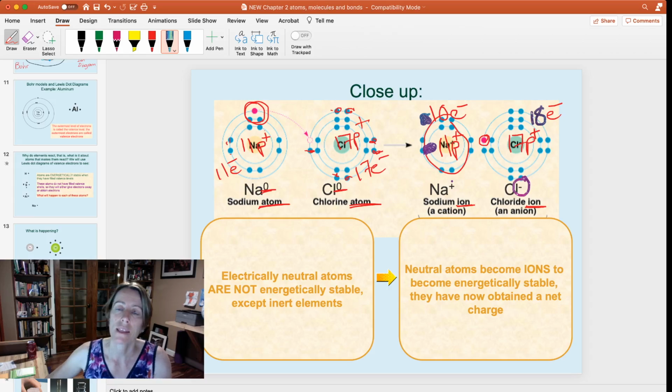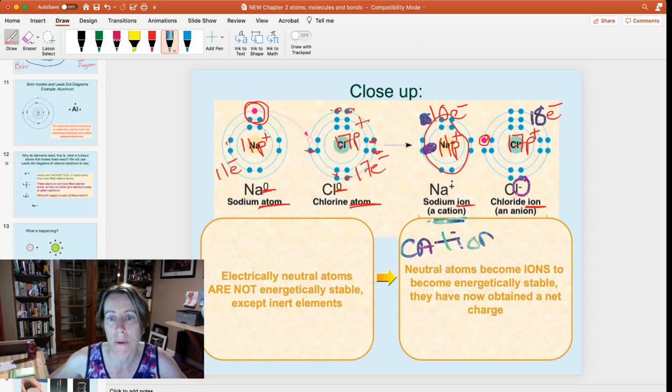And anytime something gains electrons, like chlorine did, it's going to become negatively charged. And we have some general terms here. If something has a negative charge, we call it an anion, if something has a positive charge, we call it a cation. So anything with a positive charge is considered a cation. So C-A-T-I-O-N.